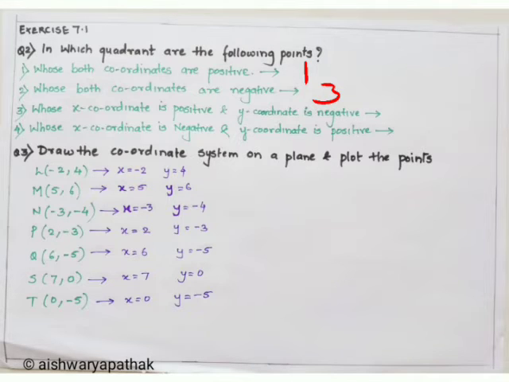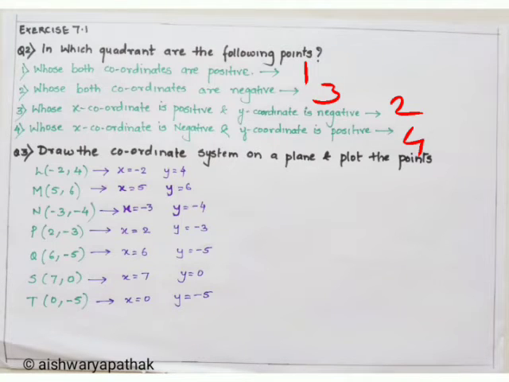Which quadrant will the point lie in? Yes, correct. It lies in the second quadrant. Okay, then next, the last one, whose x coordinate is negative and y coordinate is positive. That point lies in the fourth quadrant. Very good. Correct. Now next is question number 3.